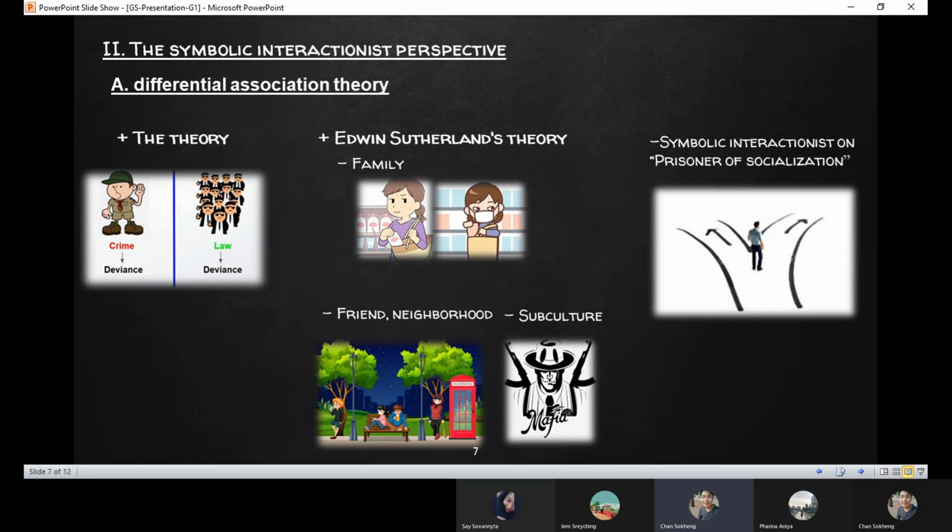The second point is friends and neighborhood. Most people don't know the term differential association, but they do know how it works. Most parents want to move out of a bad neighborhood because they know that if their kids have delinquent friends, they are likely to become delinquent too.